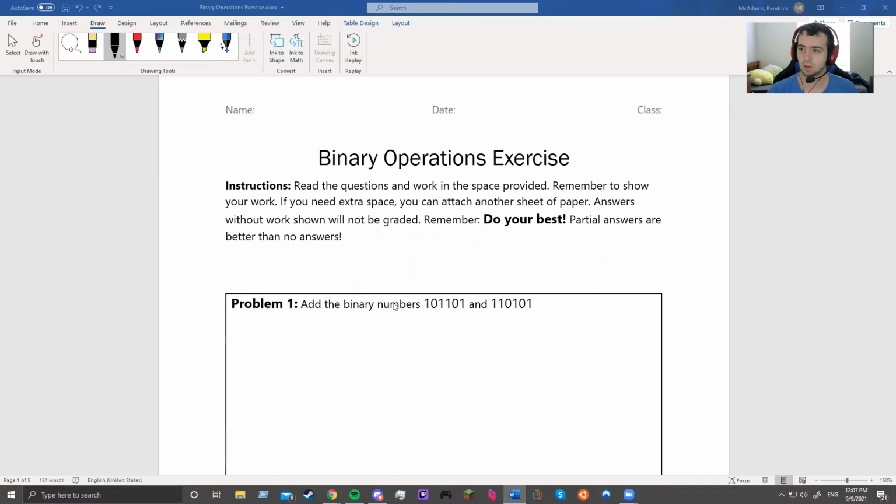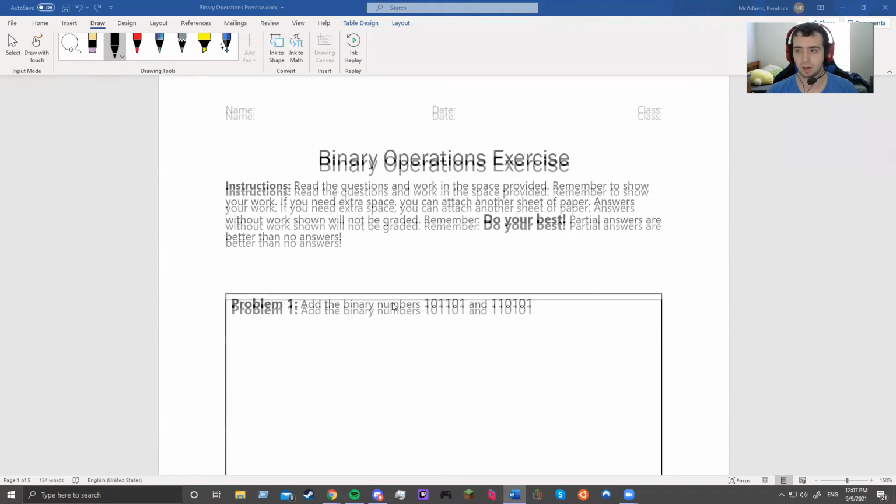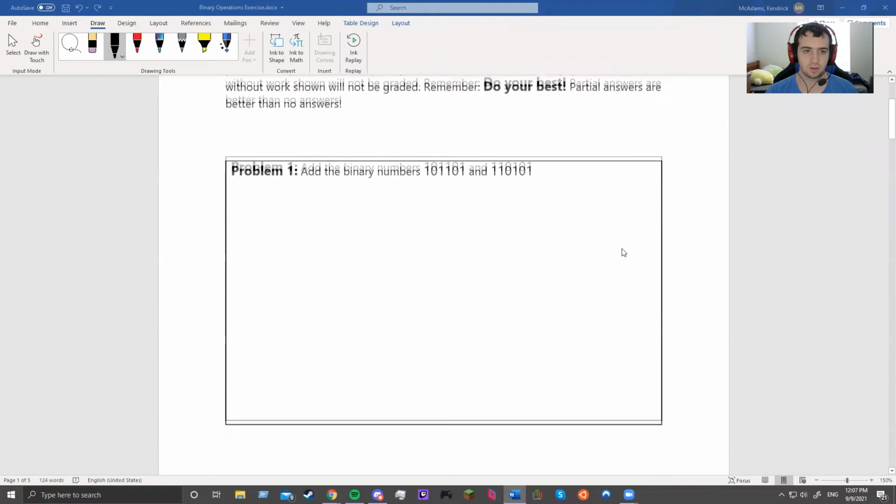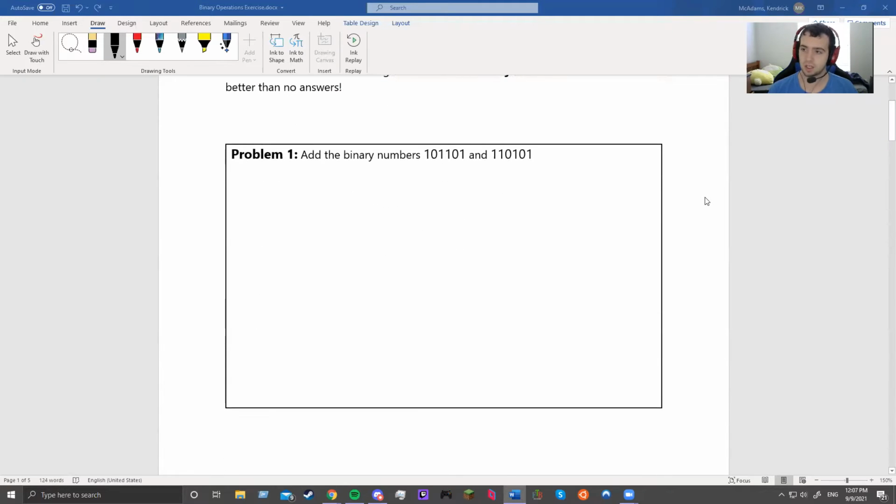And today I'm going to be going over binary operations and showing you how to do them. So first of all, we're going to start with addition. Binary addition is a lot like base 10 addition. It's a really similar process. The only difference is pretty much how carrying works. So I'm going to show you all that right now.